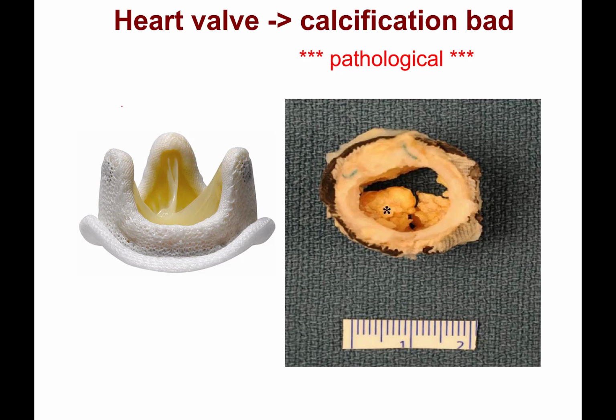So on the left, this is an uncalcified valve. So that's what it should look like. And then on the right, we have a calcified valve. And you can see here that it looks very crusty and very brittle. And so that is really going to fail. It's not going to function very well. So calcification is very bad in this scenario. So we would say that calcification is pathological.